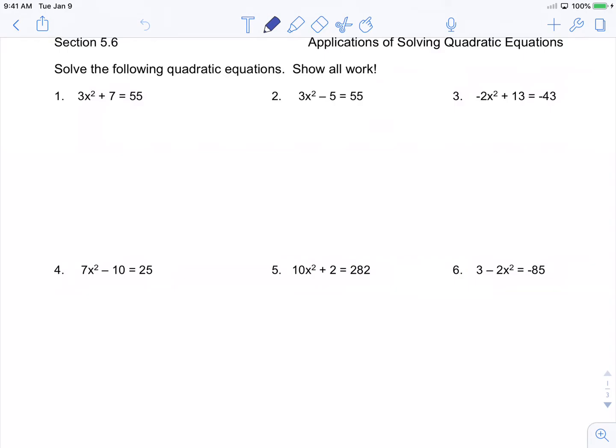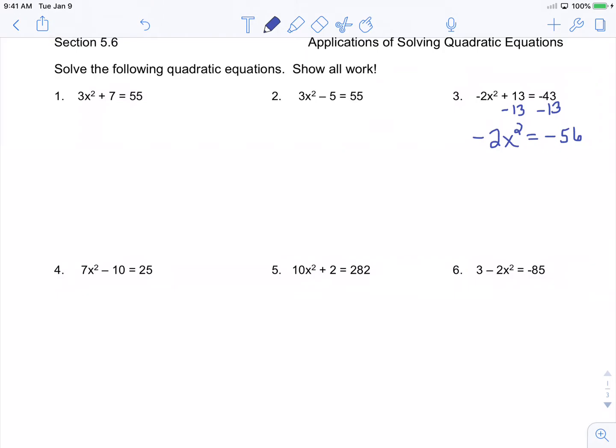So if I solve this problem, we have negative 2x squared plus 13 equals negative 43. Remember, our goal here is to isolate the x squared. So the first thing we do to isolate x squared is to try and get the variable by itself by taking the number to the other side so that we can combine like terms. That means I have to subtract 13. So that gives us negative 2x squared. And then use your calculator here. Negative 43 minus 13. That's negative 56.